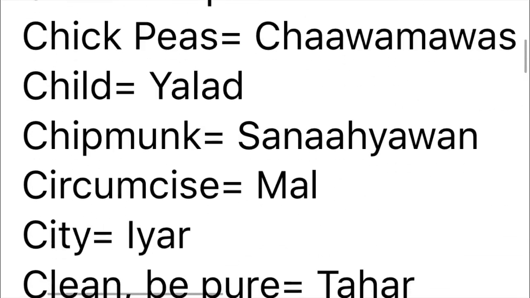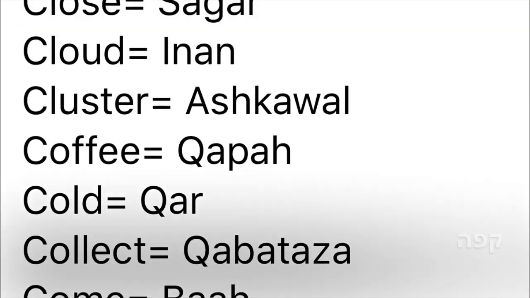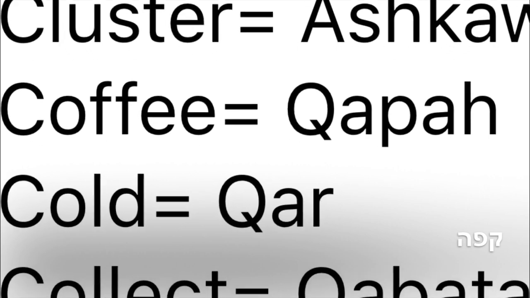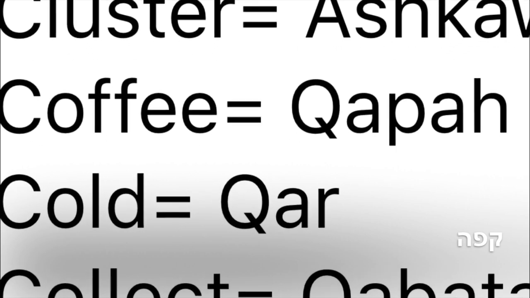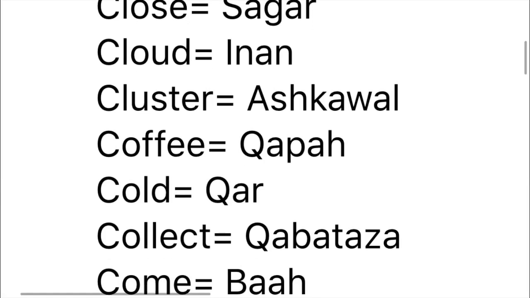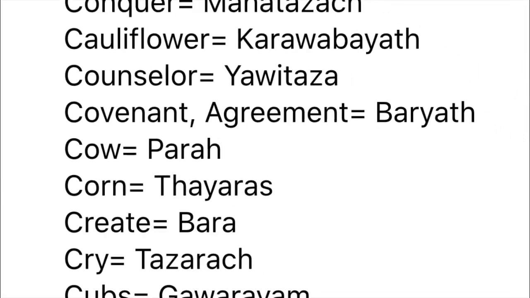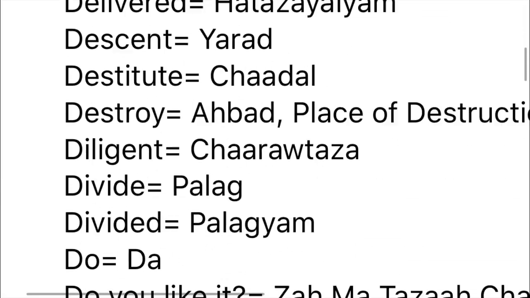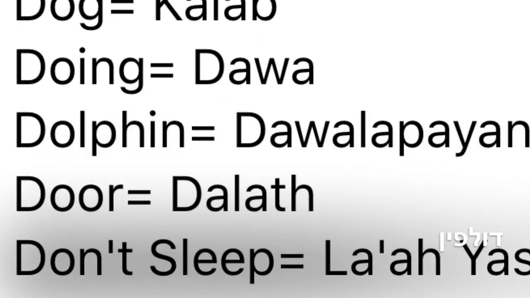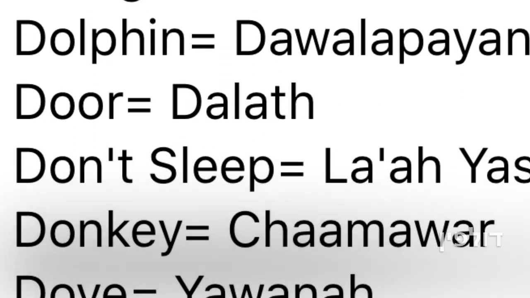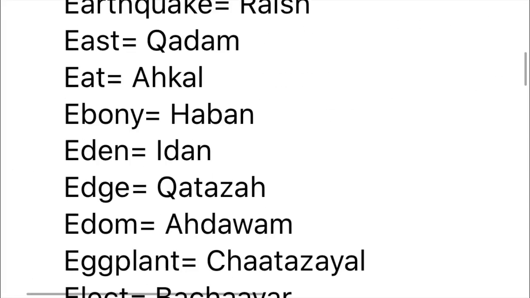Scrolling through, here's another example. The entry for coffee, kwapa, which is really just the modern word cafe, which is yet another loan word from a foreign language. Anyway, let's scroll through for another example. Check out the word dawalapayan for dolphin. And there are other modern loan words as we scroll through.